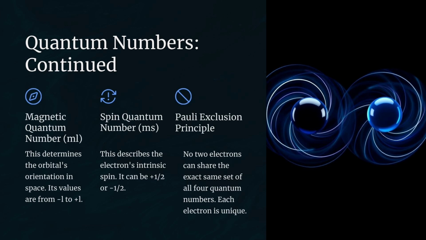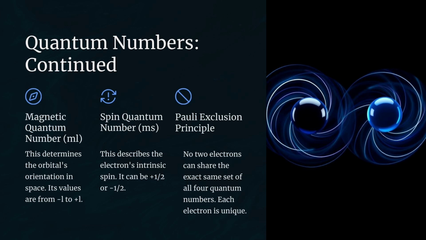The spin quantum number, m_s, describes the electron's intrinsic angular momentum, or spin. It's an intrinsic property of the electron, like its charge. It can only have two values, positive 1/2 or negative 1/2. These represent the two possible spin orientations of the electron. This brings us to the crucial principle, the Pauli exclusion principle.